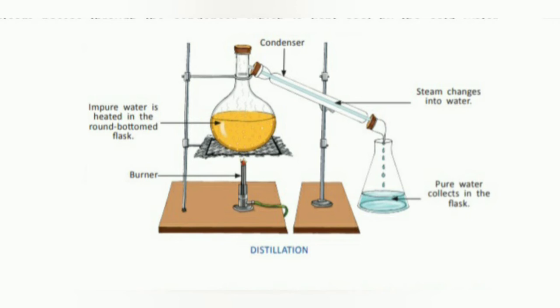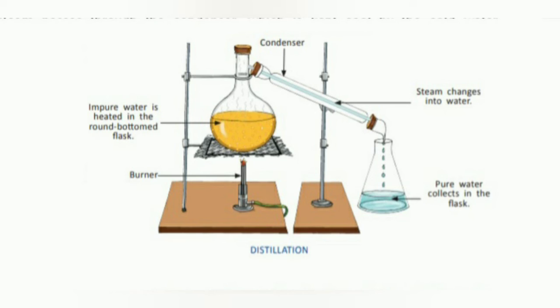In distillation, impure water is heated in a round bottomed flask. So we have to heat the water till it starts boiling. On boiling, the water that was present in the flask changes into water vapor and the impurities are left behind.